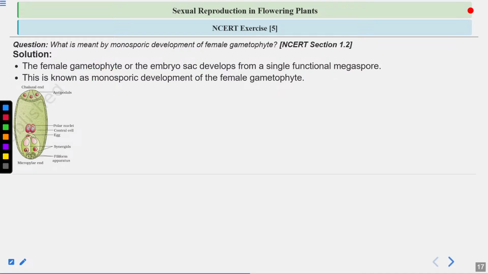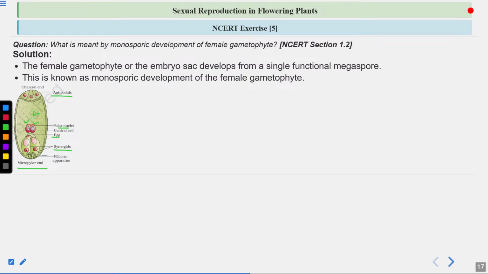Here you can see the structure of an embryo sac. It has 3 antipodal cells at the chalazal end. At the micropylar end, it has the egg apparatus: one egg and 2 synergids, which together are called the egg apparatus. And there is one central cell. Inside the central cell, there are 2 polar nuclei.